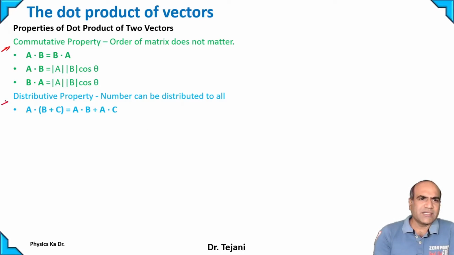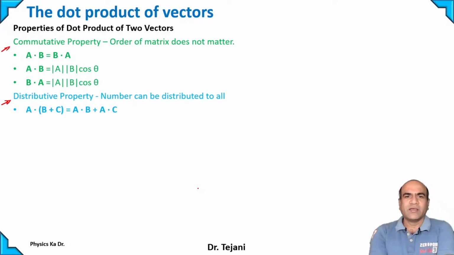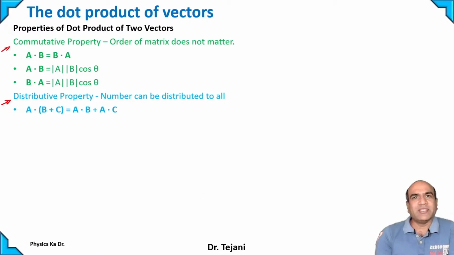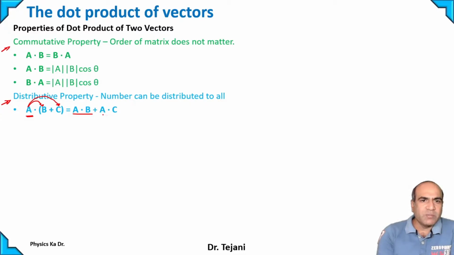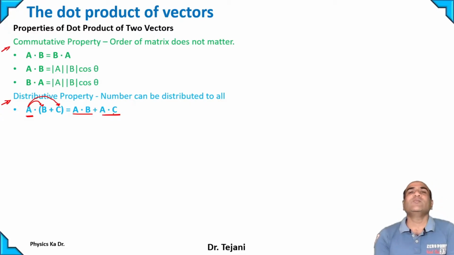Second property is the distributive property. From the word also, understand there is some distribution part. So a vector can be distributed to all others. Example is given here, A dot (B plus C). So A can be distributed like A dot B with the first component as well as with the second component. So A dot B plus A dot C is possible. So that becomes a distributive property.